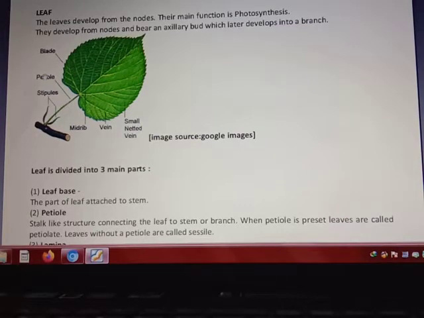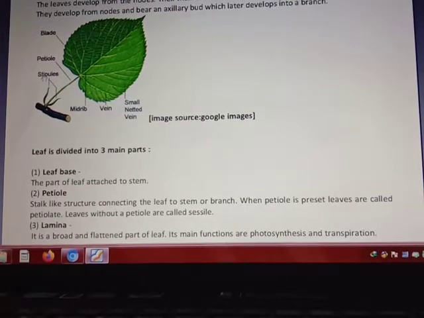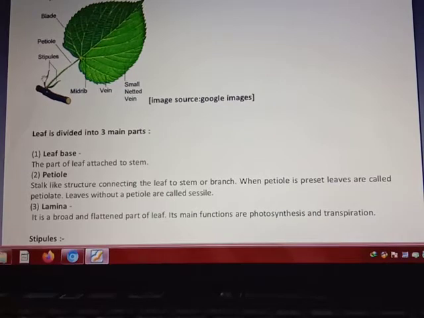Basically the leaf is divided into three parts. First one is the leaf base, you can see here, from where the leaf is originating. Then the petiole, this one, and then this blade or leaf lamina. These are basically the main parts of a leaf.